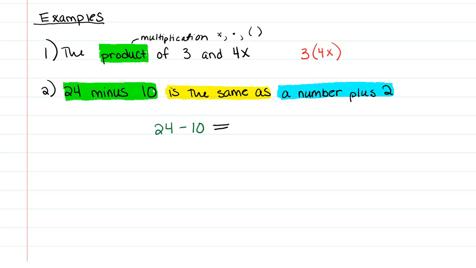When we see the phrase a number, we don't know what number it is. We don't know what value it has. So we are going to use a variable. I typically just use x. So x plus 2 is what that is asking us to write. Altogether, this is 24 minus 10 equals x plus 2.